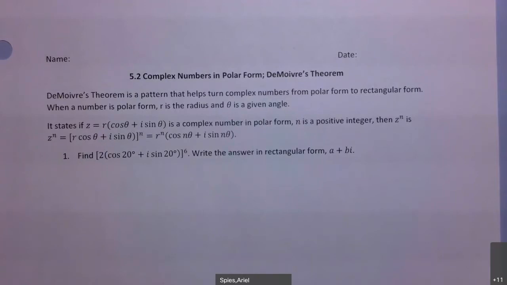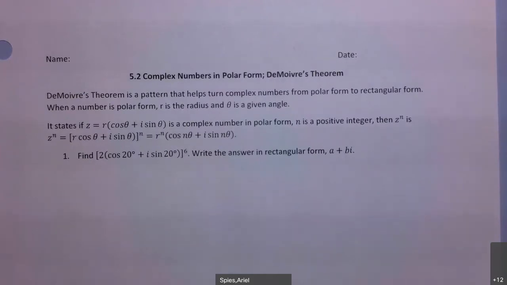All right, I am going to get started. Today we are talking about complex numbers in polar form. Polar form is just another coordinate plane you can graph on, but all you really need to know is how to convert them back into rectangular form, so into an imaginary number. De Moivre's theorem is the pattern that helps us do that.